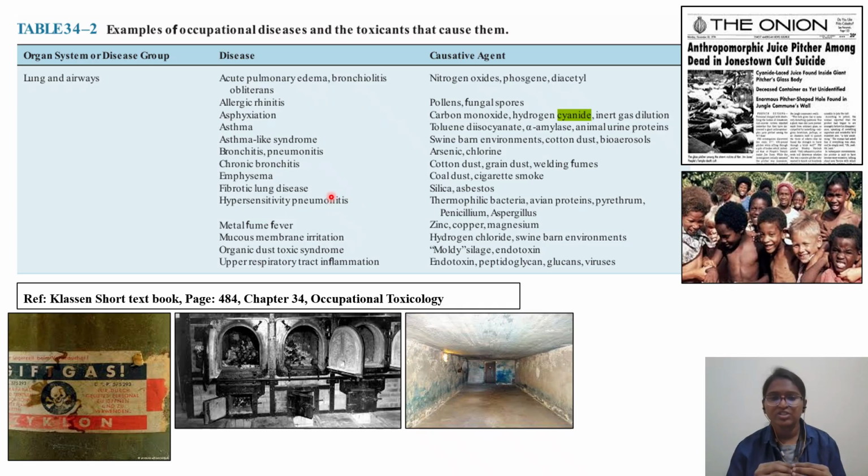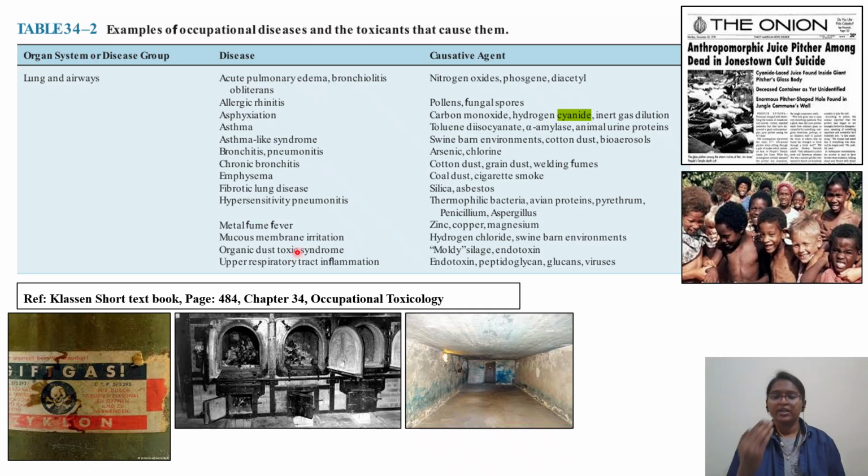With respect to occupational disease, one question you will definitely come across. For example, hypersensitivity pneumonitis, which is created by these bird proteins, pyrethrum, penicillium, aspergillus. Metal fume fever, again one of the frequently asked topics, which is caused by zinc, copper, and magnesium, in those workers who are working in this industry. So please go in detail, read about metal fume fever. In my channel also, I made one video on this.